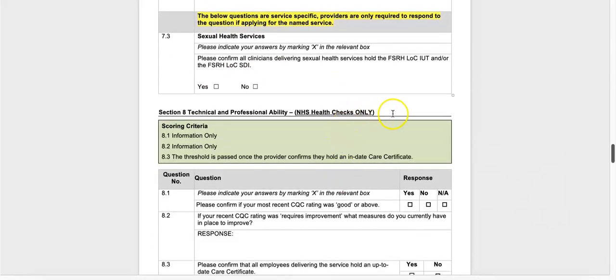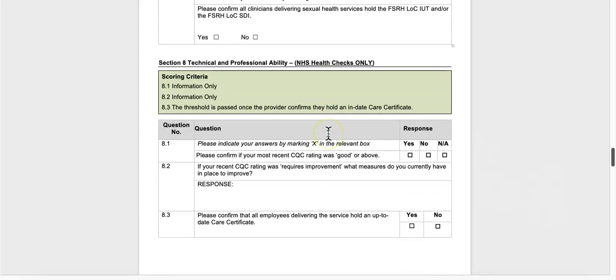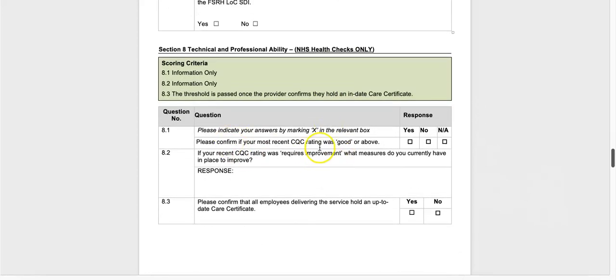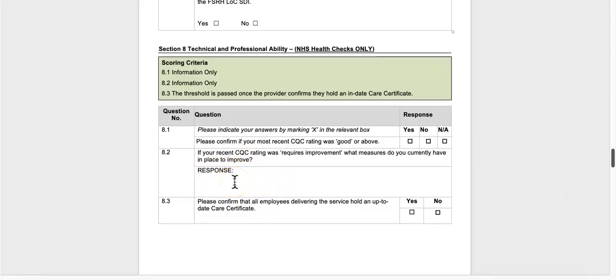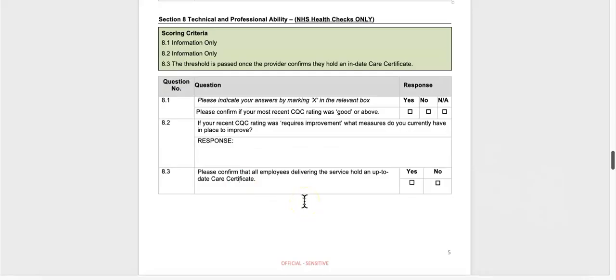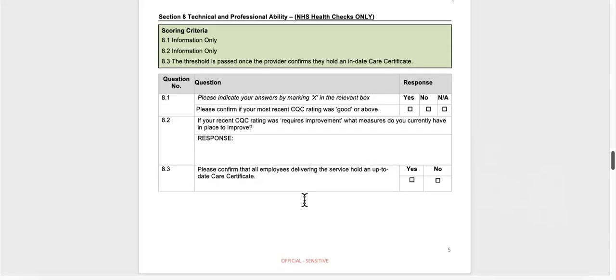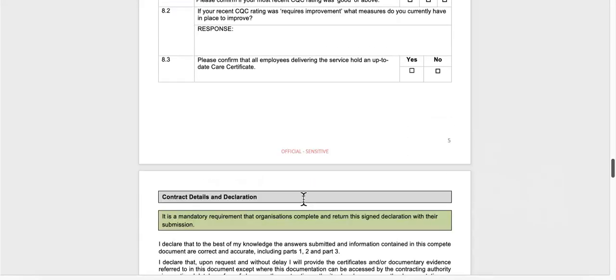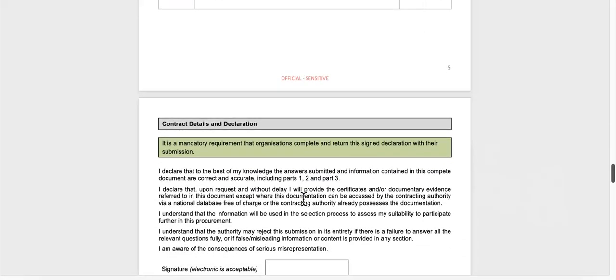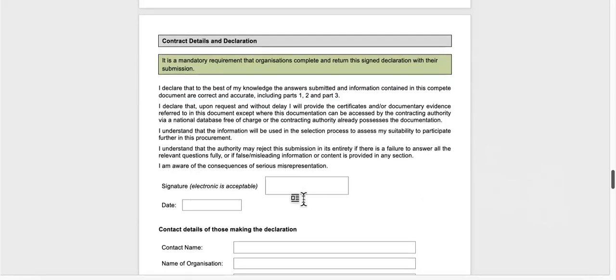For NHS health checks only, there is a section 8 on technical and professional ability, and you're asked to confirm if your most recent CQC rating was good or above, and if it requires improvement, you are asked to detail further information in the response box here. You are also asked to confirm that all employees delivering the service hold an up-to-date care certificate. Once you've answered all those questions, you then move through to the contract details and declaration.